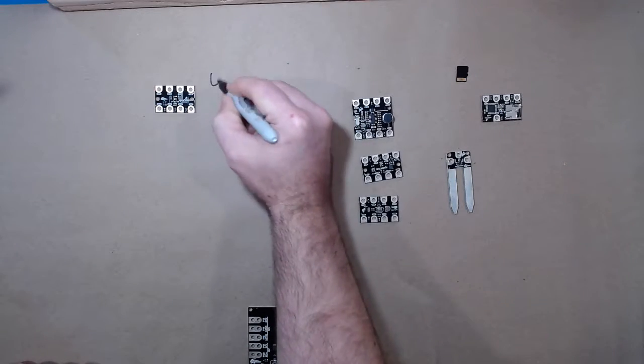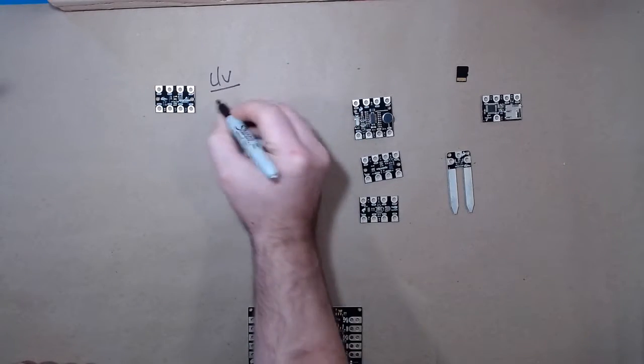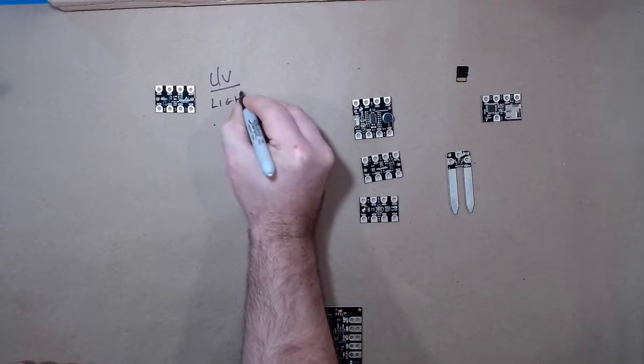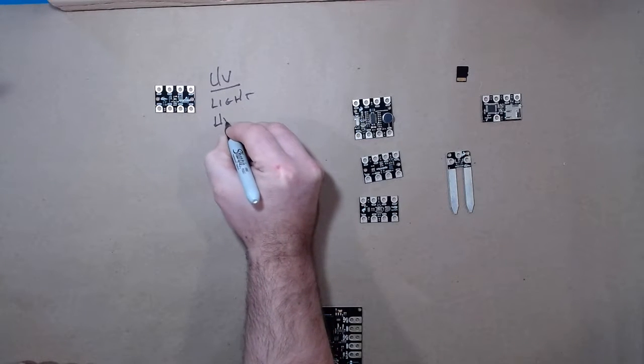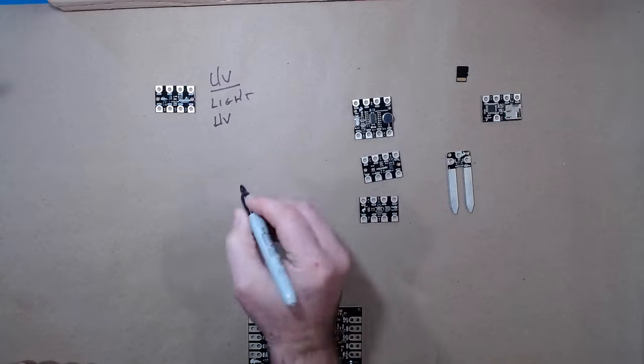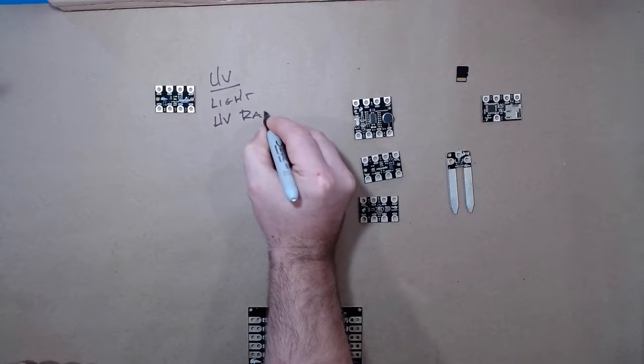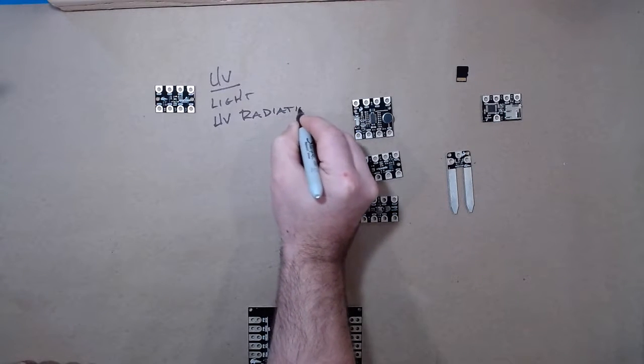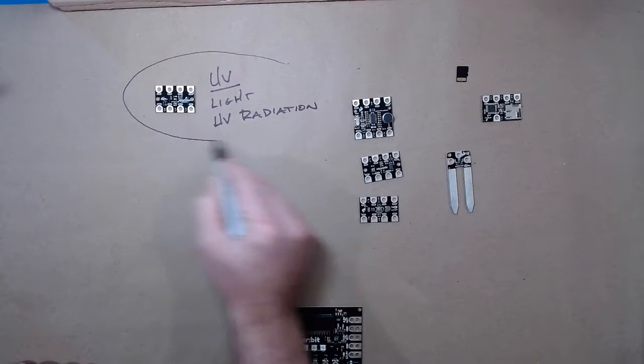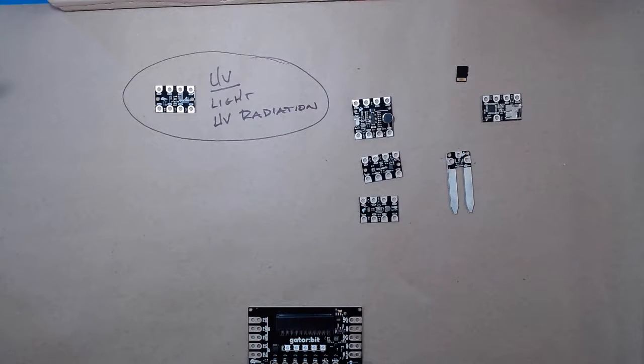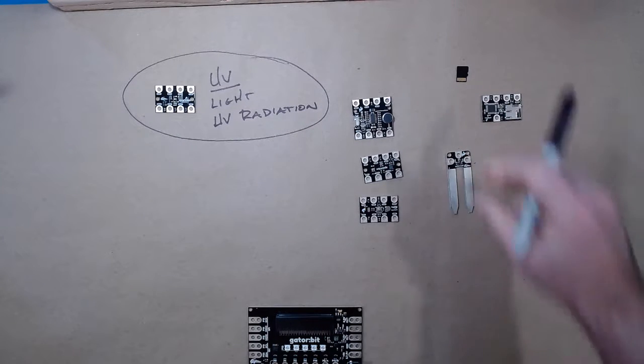So the Gator UV, you get light and, as it's stated, UV radiation. So both of those you can measure as values from that sensor.